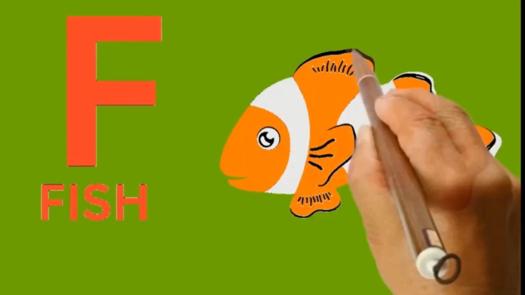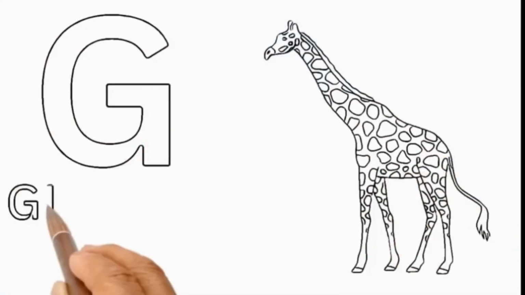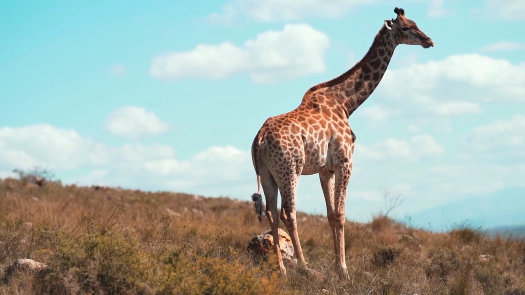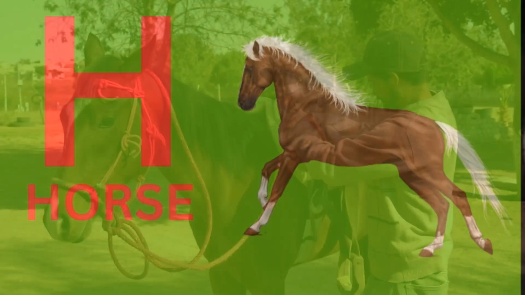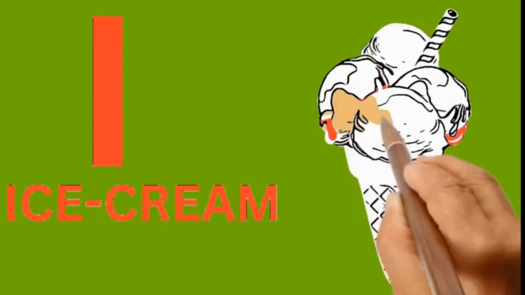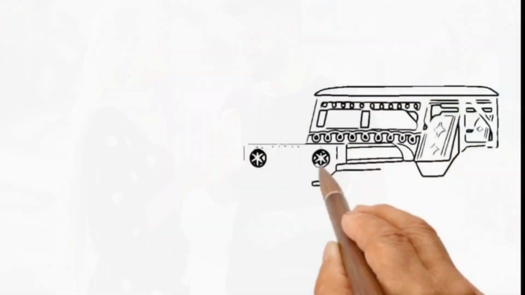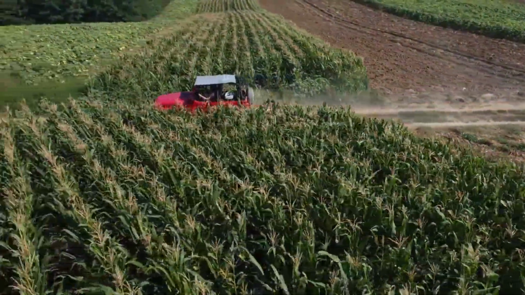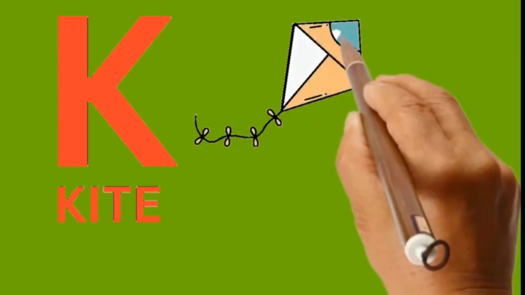F for fish. G for giraffe. H for horse. I for ice cream. J for jeep. K for kites.